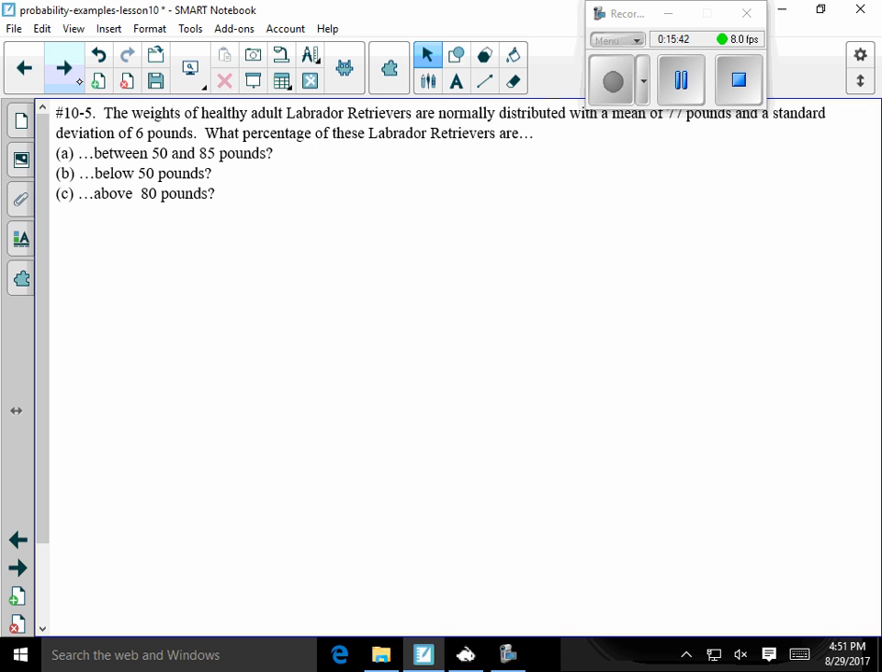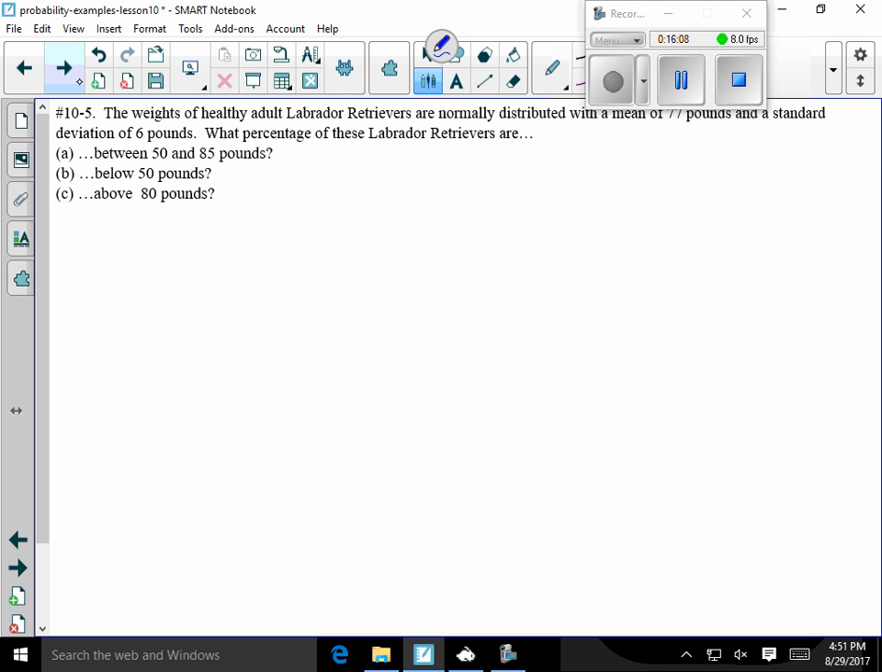The next problem says the weights of healthy adult Labrador retrievers are normally distributed with a mean of 77 pounds and a standard deviation of 6 pounds. What percentage of these Labrador retrievers are A, between 50 and 85 pounds, B, below 50 pounds, and C, above 80 pounds? Okay, so pause and try this problem.